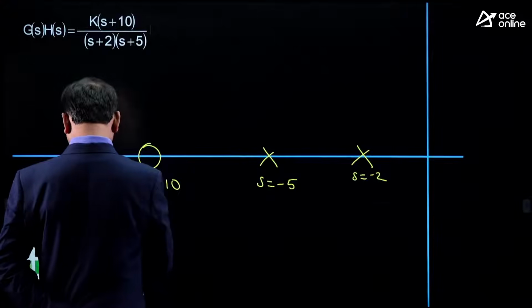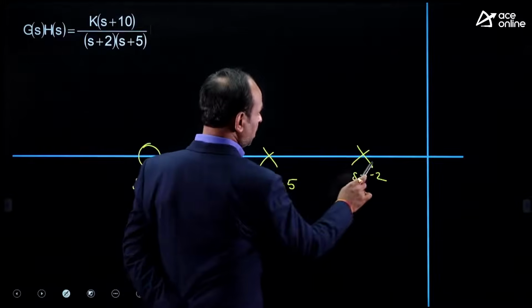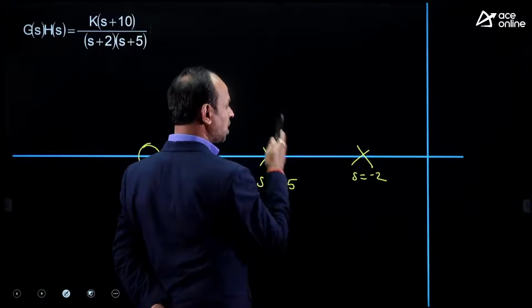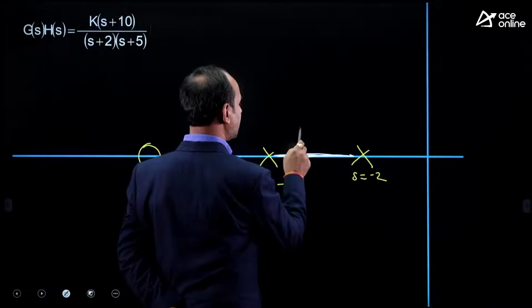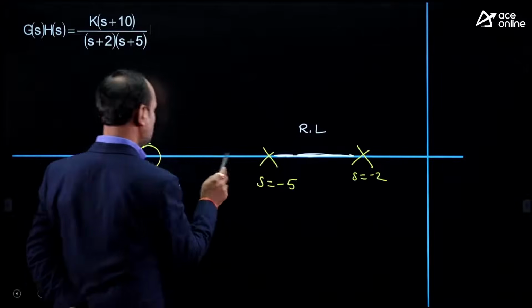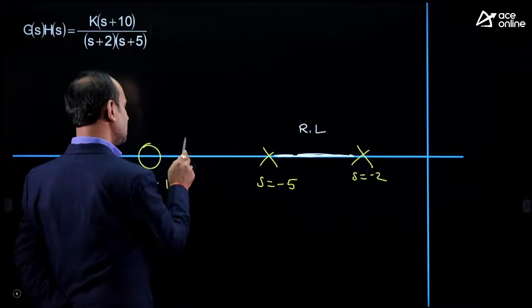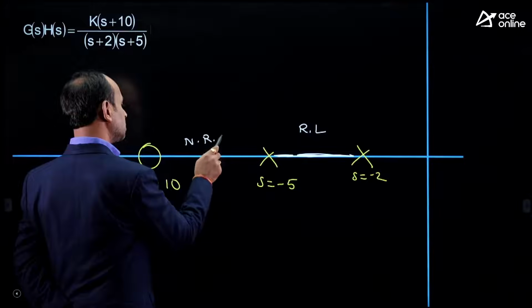First, what are the root locus points here? On this side, the total number of poles and zeros is an odd number, so it is on the root locus branch. This other section is not a root locus, because the count is an even number. It is not a root locus branch.